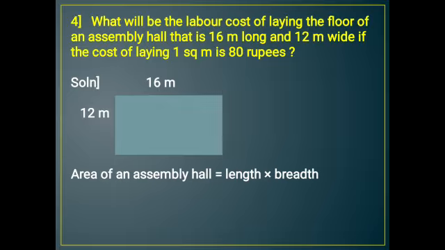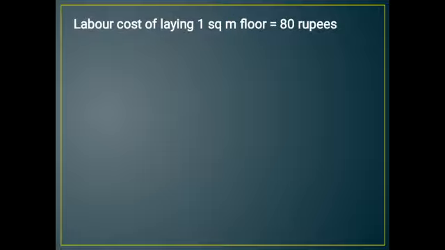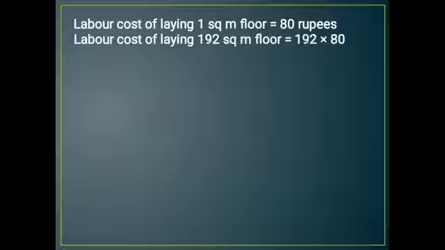Then we will first write area of an assembly hall is equal to length into breadth. So 12 into 16, the answer is 192 square meter. Next we will write labor cost of laying 1 square meter floor is equal to 80 rupees. So the cost of laying 192 square meter floor is equal to 192 into 80.